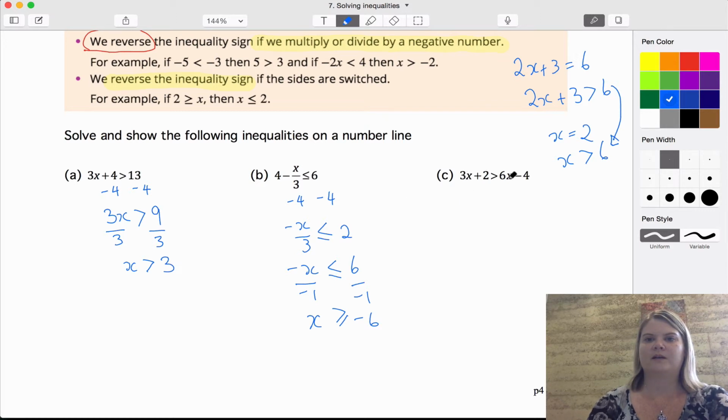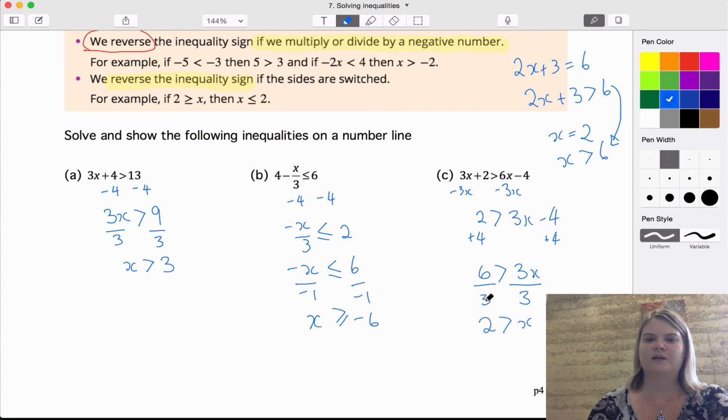Last one, 6x take away 3x. I'm going to take 3x from both sides. 2 is greater than 3x minus 4. I'm going to add 4 to both sides. 6 is greater than 3x. I'm going to divide by 3. 2 is greater than x.